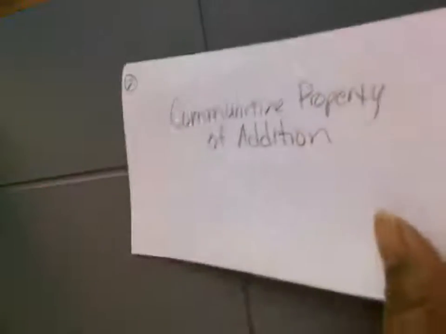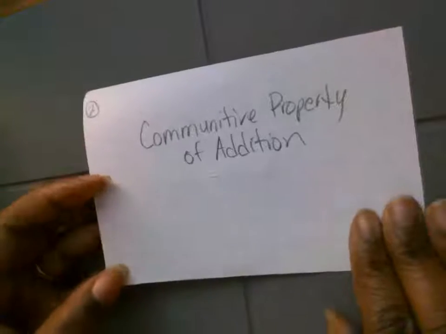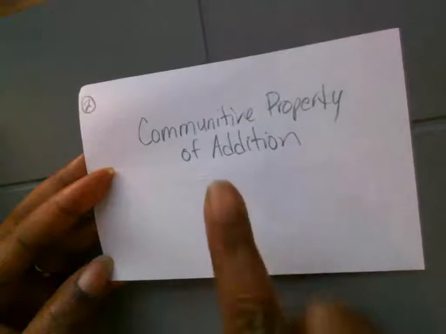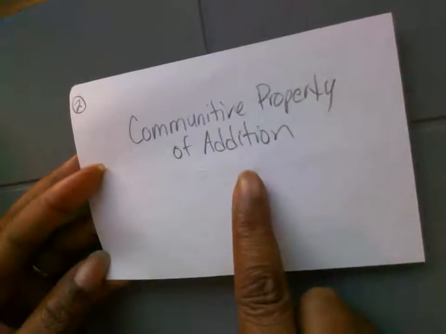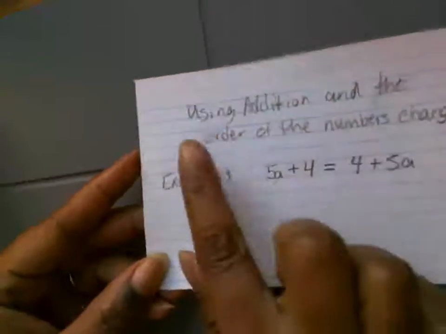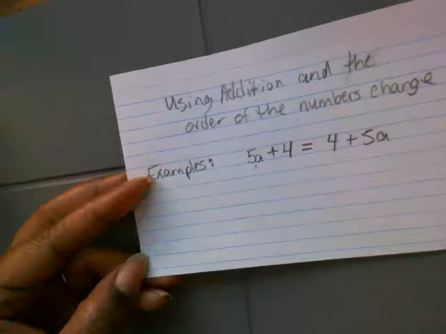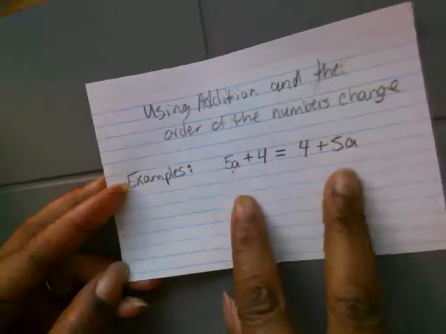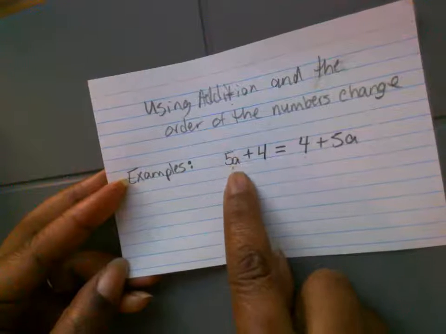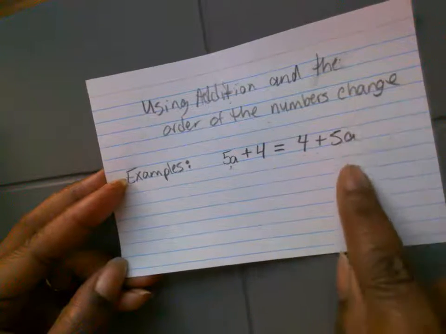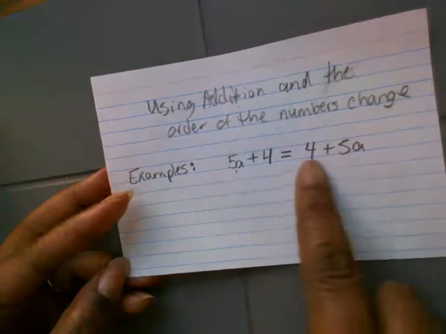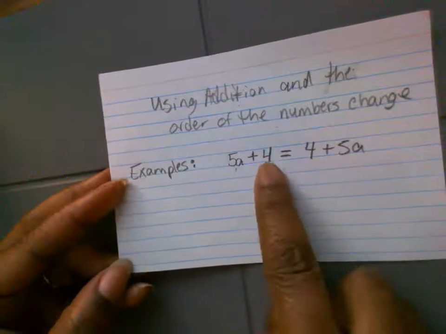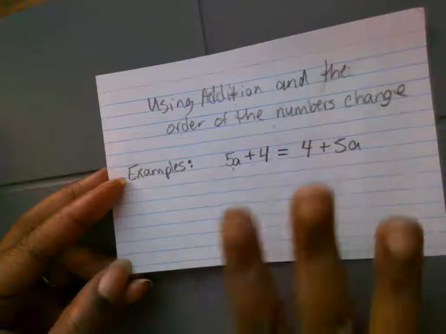Our second card that we did yesterday was commutative property. With commutative property, there are two types. This one's the first one. We did addition. We said that the commutative property of addition is where you're using addition and you're changing the order of the numbers. So over here, 5a is first, and then over here, 5a is second. So when you're changing the order of the numbers or terms and you're using addition, this is commutative property of addition.